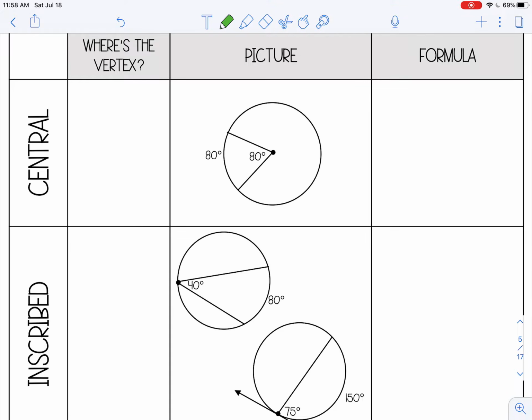Welcome to this lesson on central and inscribed angles. Central and inscribed angles are two types of angles that you'll find in a circle, and they are named because of their vertex. So a central angle, the vertex is in the center of the circle.